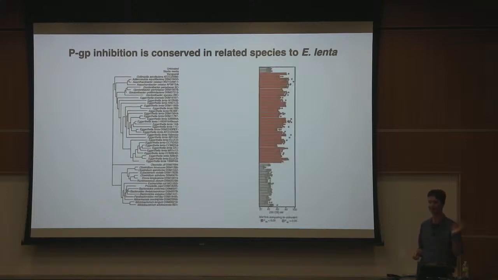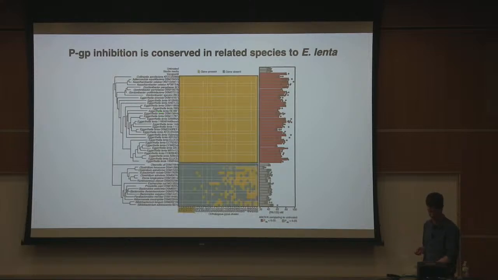And then we ran all of these supernatants through the PGP efflux assay. And what you can see is that all of the ones at the top inhibit PGP, whereas this cluster at the bottom does not. And again, these are all Elentas and close relatives.